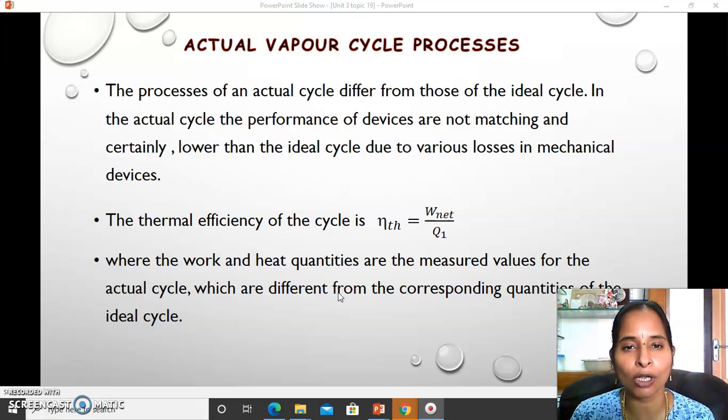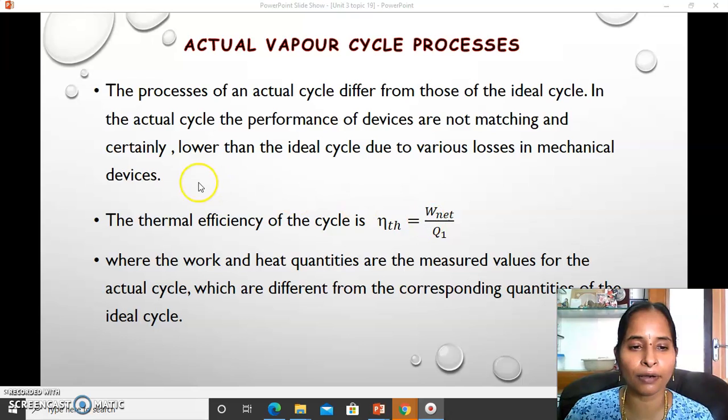So actual processes, actual means what happens really. The processes of the actual cycle are totally different from those in the ideal cycle. They are not matching with each other, and of course their performance is lower than the ideal cycle we have assumed. So let me explain one by one.